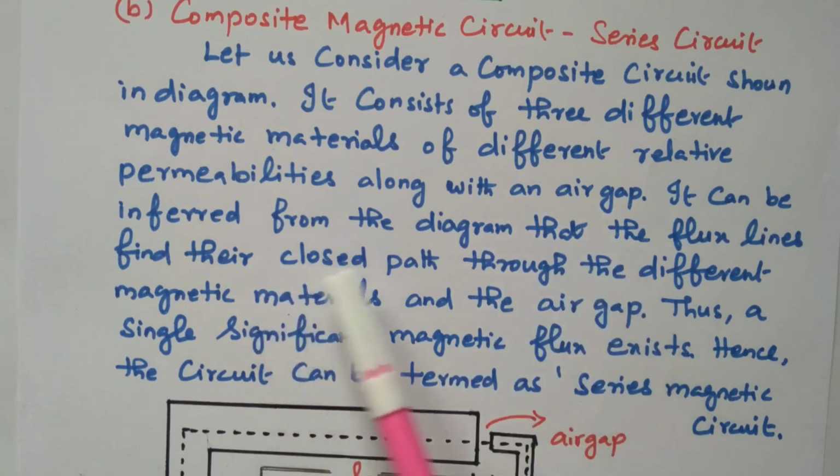It can be interpreted from the diagram that flux lines find a closed path through the different magnetic materials and the air gap.